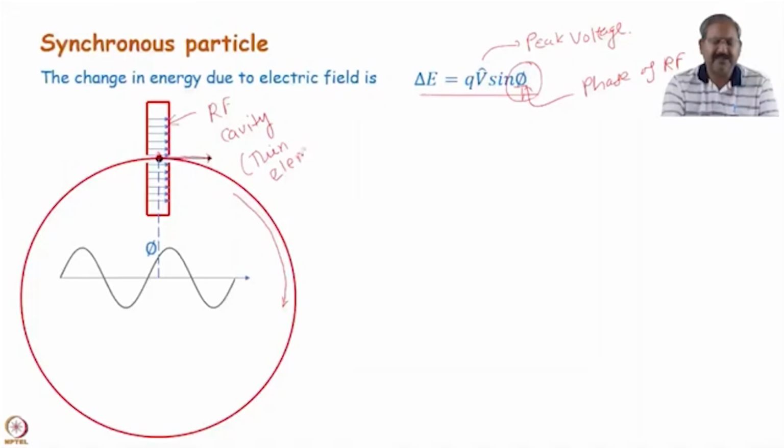Thin element. Like we did many times in transverse dynamics, we took the quadrupole as a thin element. Here we are taking the RF cavity as a thin element. It means it is a point where, when the particle crosses this point, it gets some energy.